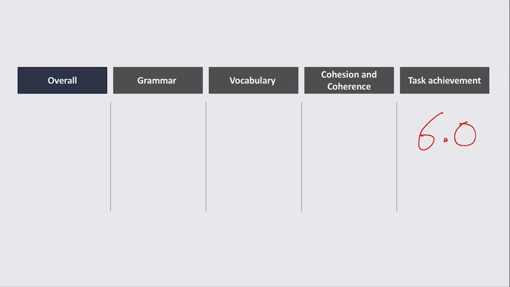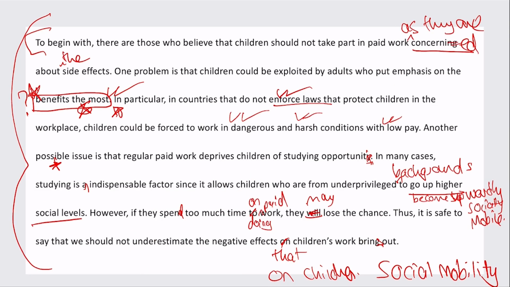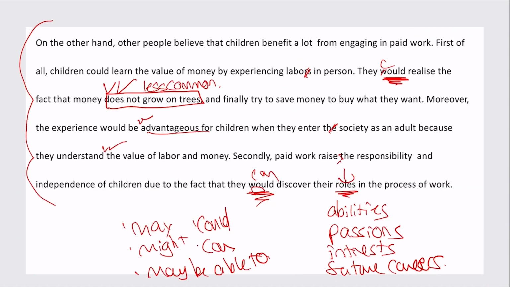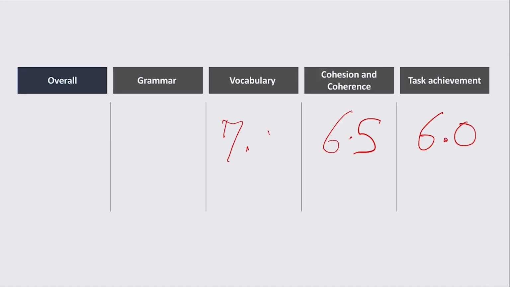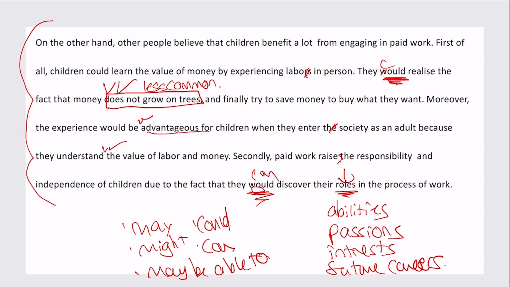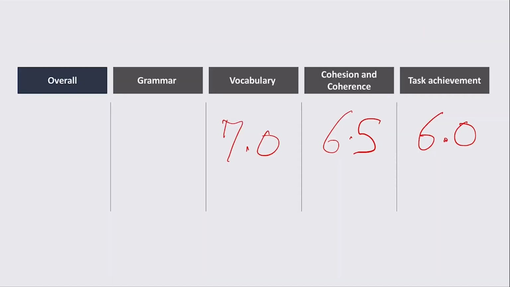Coherence and cohesion, I thought was very good. The transitions between sentences and ideas was handled very well, so I would want to give a 6.5 for that. The vocabulary I thought was really quite good. There was a lot of specific things. I like the words "exploited" here, "enforced laws" again, "harsh conditions," "low pay," "deprives children" — "deprives" is a good word — "indispensable factor," it's good, "underprivileged," again, good. So we've got all these examples of good vocabulary going on here. So I would want to give a 7. We had the less common thing about money does not go on trees, less common phrase, which is good.